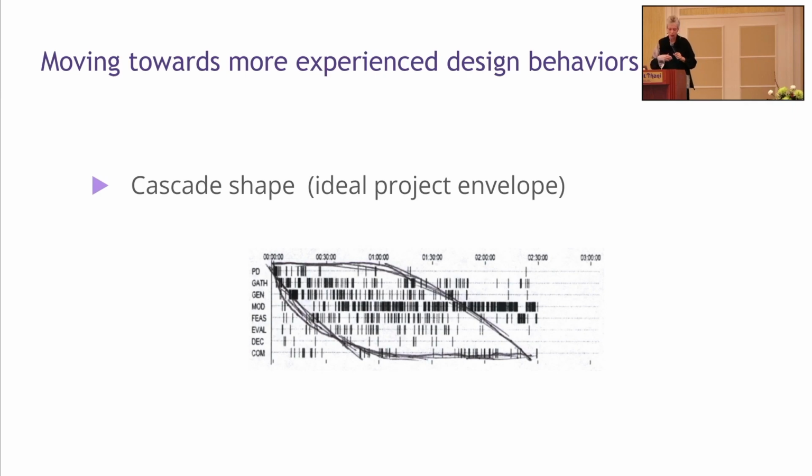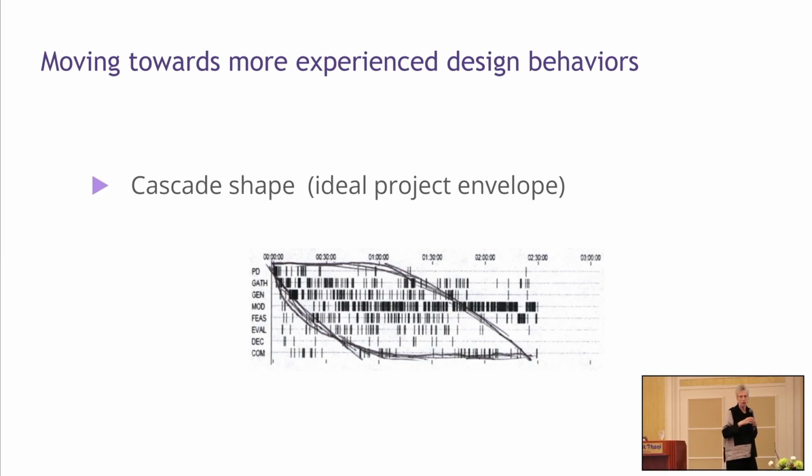One student, when I presented these results in a class, sketched on top of the high-quality graduating senior timeline what they called an ideal project envelope. And that's that cascade shape of understanding the problem at the beginning, doing the modeling, choosing something, gathering information, and then coming to completion.